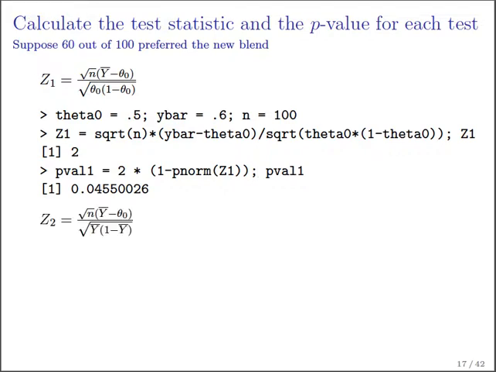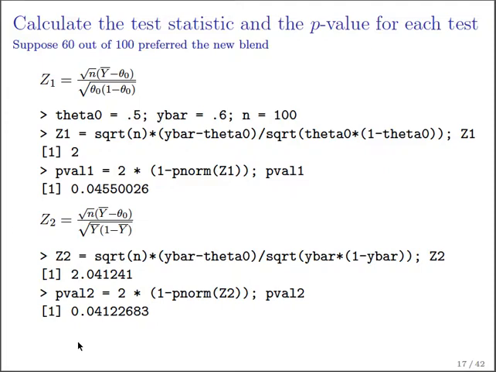For Z2, we do a lot of copy and pasting. Notice I use y bar here instead of theta 0, but almost the same code and almost the same results too. Same conclusion from the two tests, and very, very similar p-values. And there are more valid test statistics too, even for this little problem.